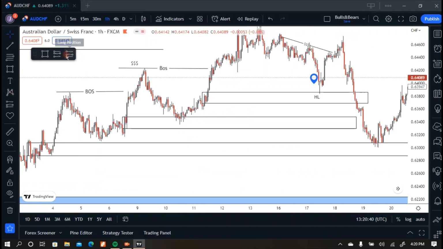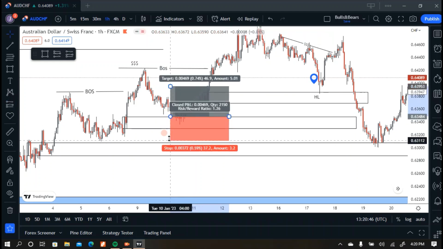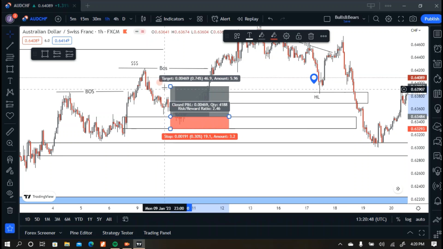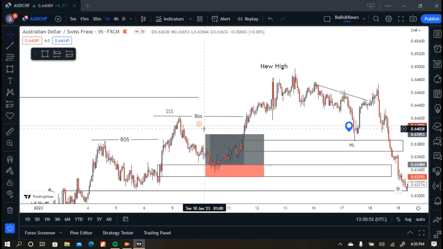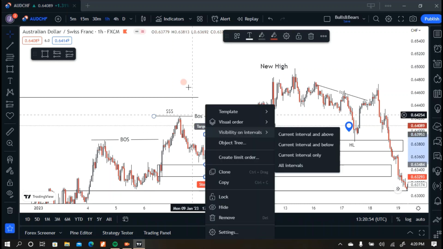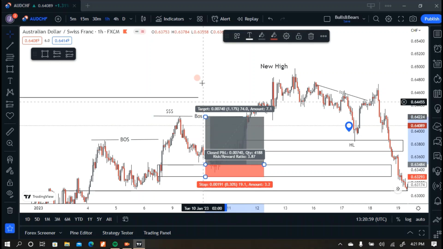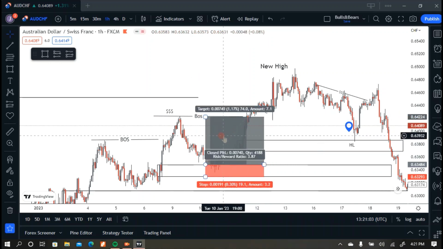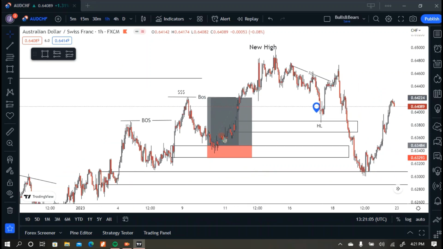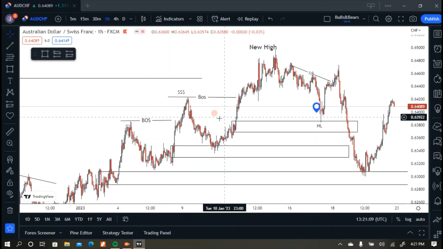From the entry, stop loss at the wick. We will be targeting the previous high because it acts as liquidity. Okay, so right over there would have been a 1 2 3. 1 2 3, not bad. A 1 2 3 for a quick trade. Okay, now let's take that away.